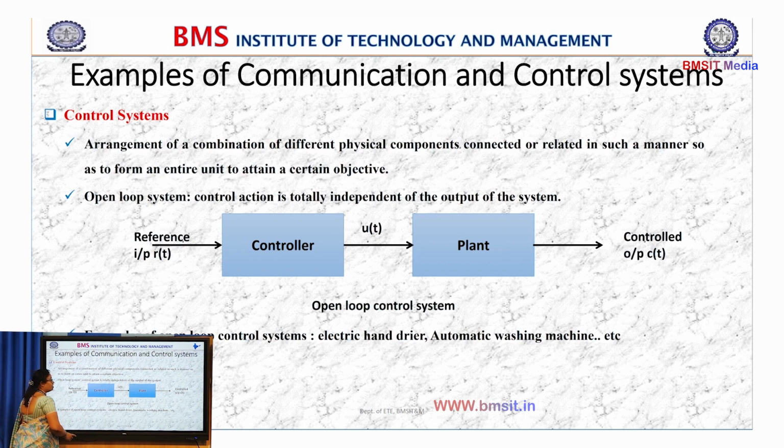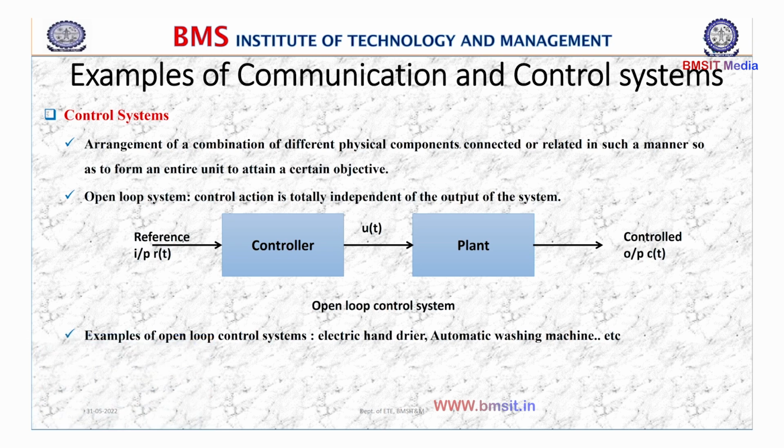Similarly, we have the electric hand dryer, where the dryer dries the hair. Even there the controller does not depend upon the output of the system. So these are open loop systems, and these are some of the examples.